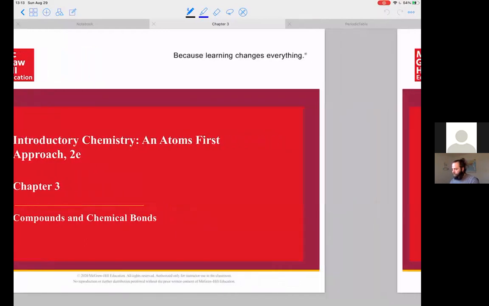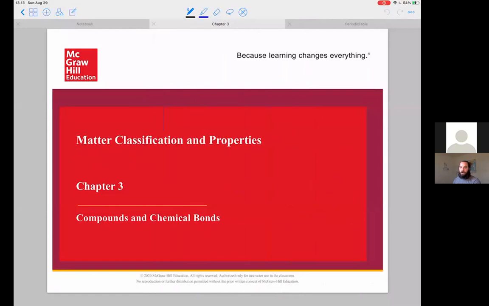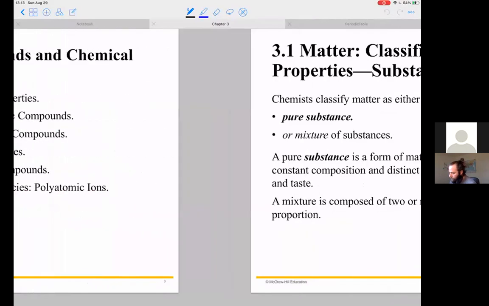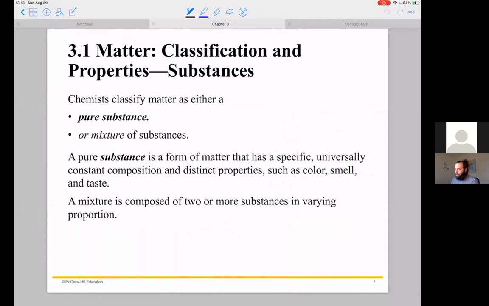Okay. So first we need to do a little bit of background with just talking about matter and matter classifications and properties. So this first idea is chemists will classify matter as either being a pure substance or a mixture of substances. A pure substance is something that is uniform in composition. It would have its own distinct properties, smell, color, taste, etc.